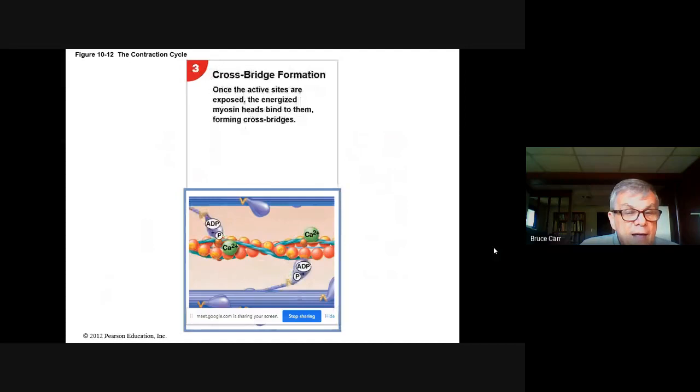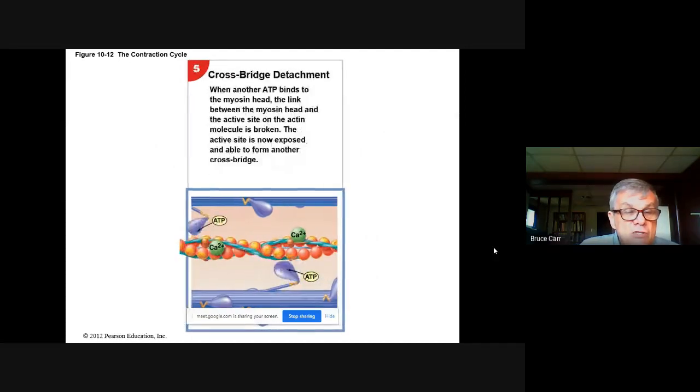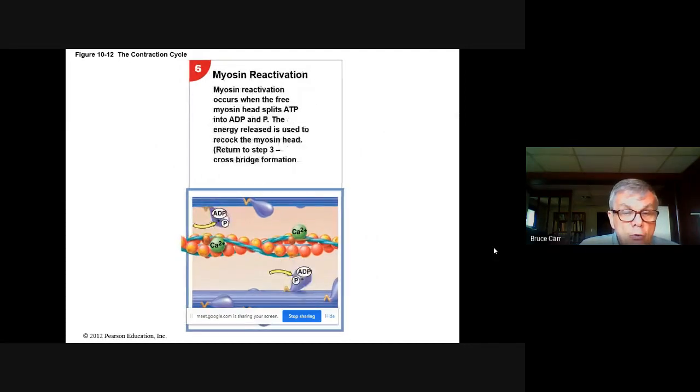Bind, flex, release, and reload. This is going to repeat. We've moved the actin 1 unit toward the midline, and as long as calcium is present and the stimulation continues, we're going to bind, flex, release, and reload for each of these myosin heads, pulling the actin strand in the direction of the midline of the sarcomere.